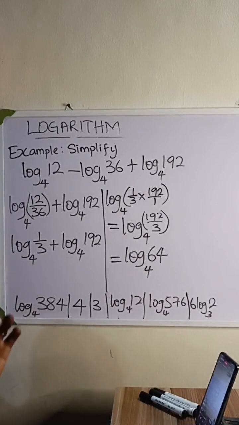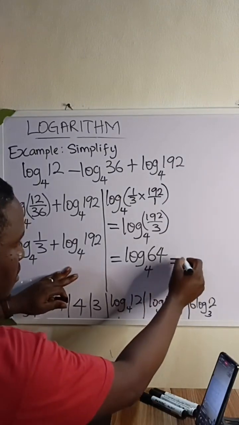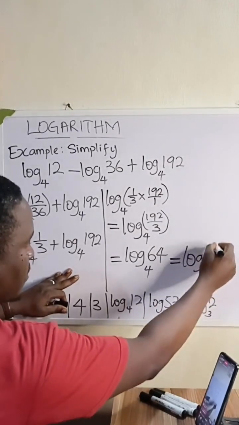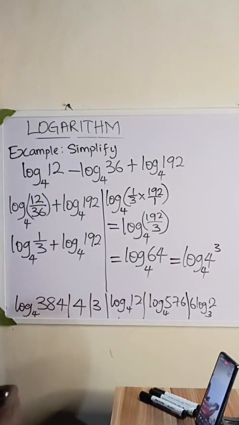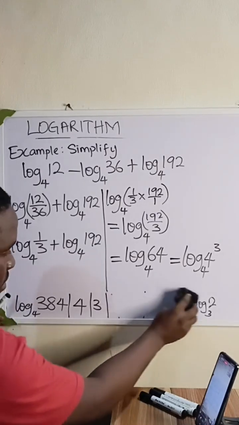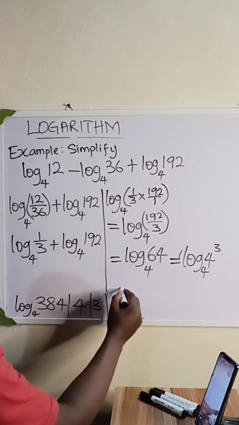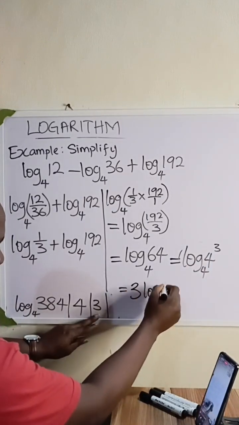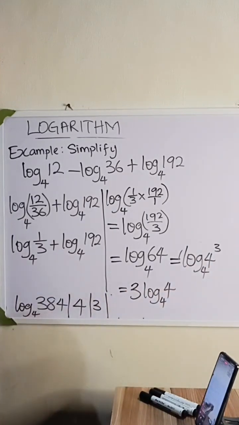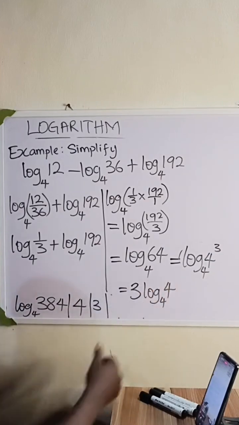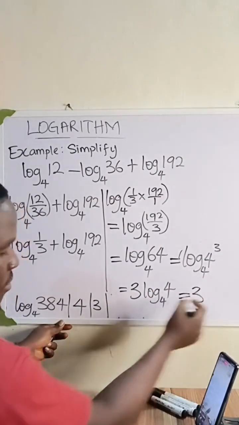Good. But 64 is the same thing as 4 to the power of 3. So we're going to have log 4 to the power of 3 base 4. So let's write this once. So if we move this 3 this way, we're going to have 3 log 4 base 4. And we know that this will turn to 1. So our final answer will be 3.